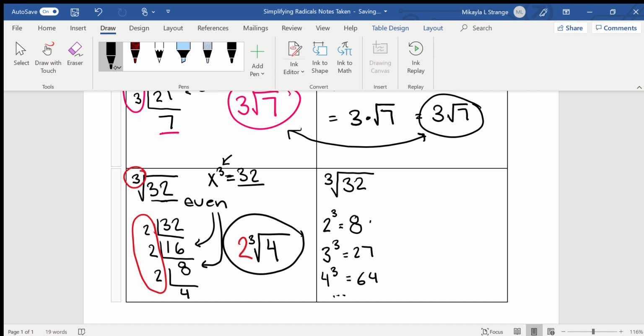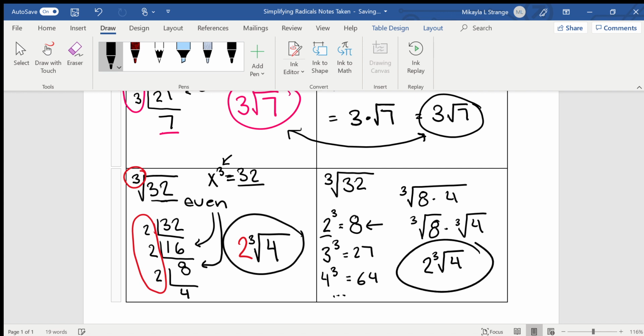And from looking at this list, I know that 8 times a certain number goes into 32. Well, that's just going to be 8 times 4. So when I'm doing this, I can now separate it, and remember it's cubed. So we have the cube root of 8 times the cube root of 4. And the cube root of 8 is just, well, 2. So I get 2 times the cube root of 4. And again, that's my answer.